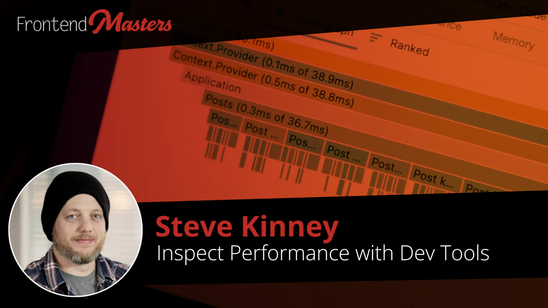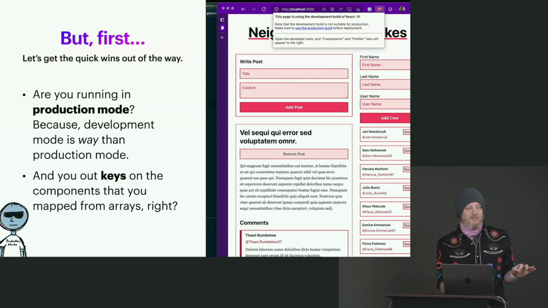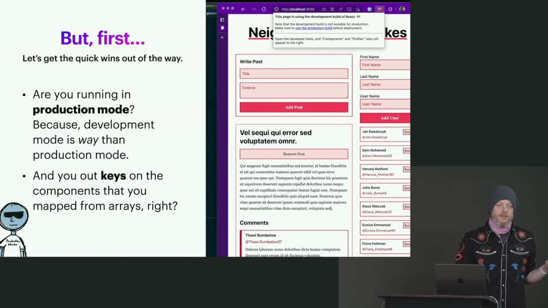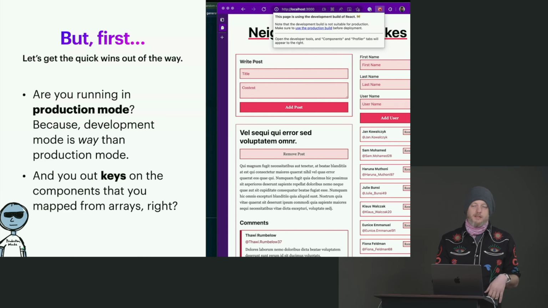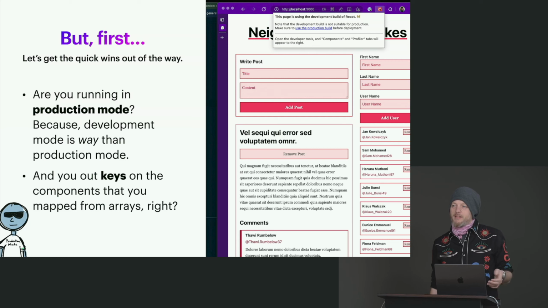There are some "do not pass go, do not collect $200" checks, if you're going to worry about the performance of your application. At least check these two things. One, are you running in production mode? React, when you run a local server, is in development mode, and it does things like give you console logs and yell at you about things, saying, hey, you're doing this wrong.